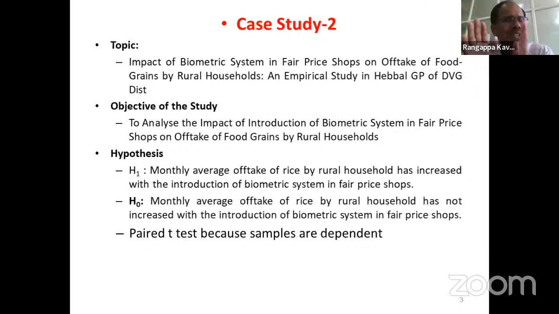Observe that the sample group is the same, but we have taken two values. For the same group of farmers, we have taken one value for the period before the introduction of biometric, and another value after the introduction of the biometric system. So we take two average values: the average uptake of rice before the introduction of biometric, and the average value after it. In this context, you say this is a dependent t-test. I think I'm clear about what is independent t-test and dependent t-test. Is it clear now, Chetan?